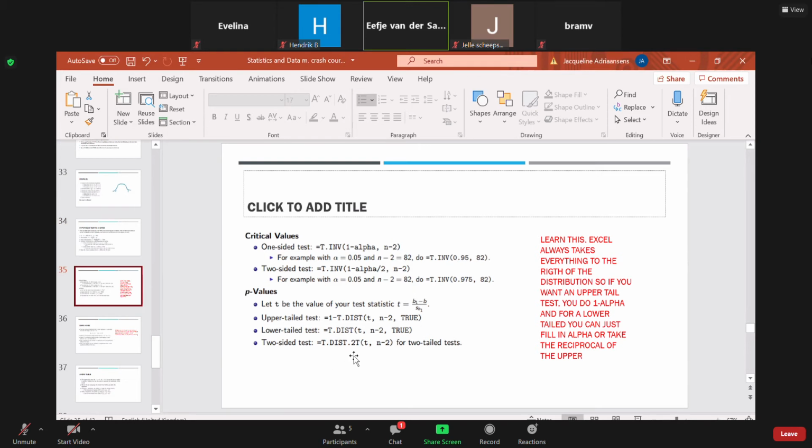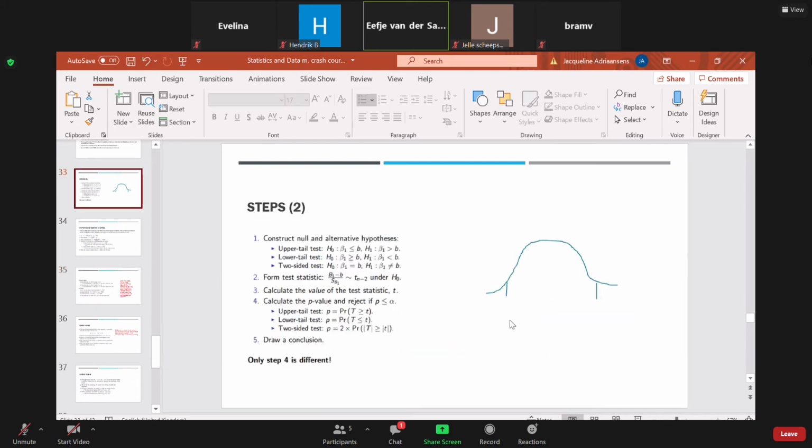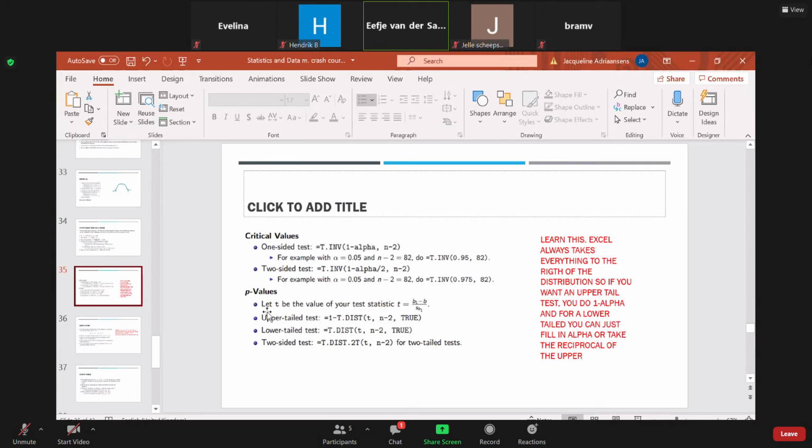If you want, you can make a picture of this, but it's also in the slides. You can also use one of those, by the way, but it's going to be more difficult because then you still have to multiply it by 2, and this one does that for you already. With a lower-sided or upper-sided test it only calculates one of those, and with a two-sided test, you want both of those, so you have to multiply it. So that's basically it. Learn this slide, and you just have to practice this.